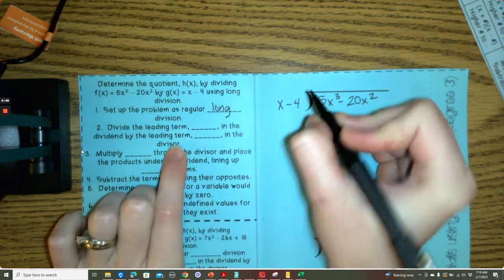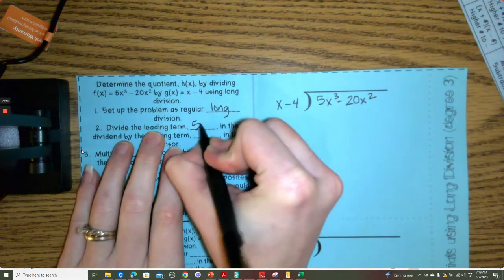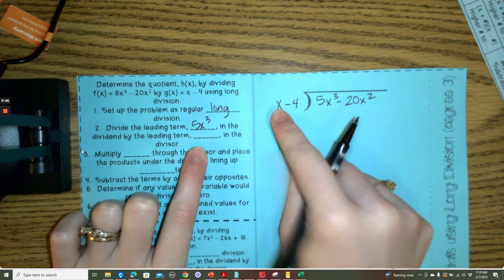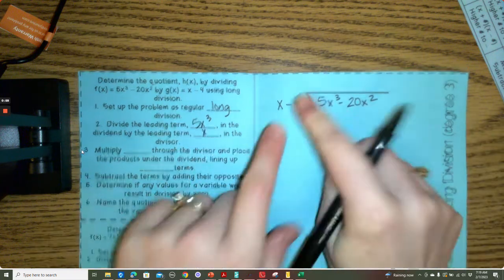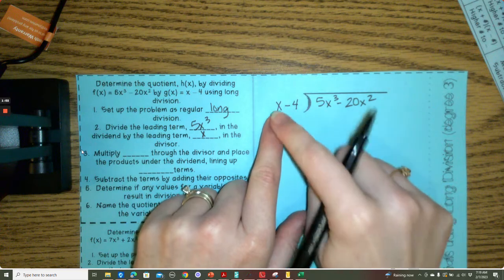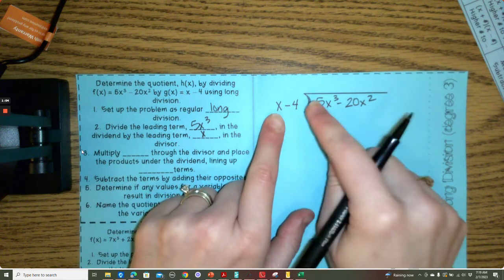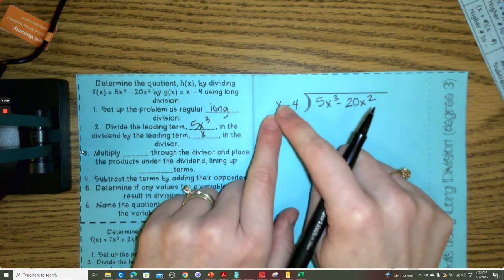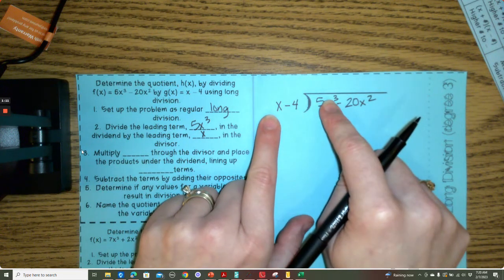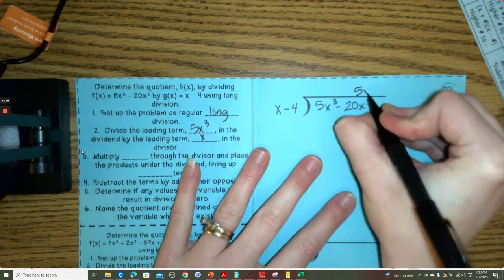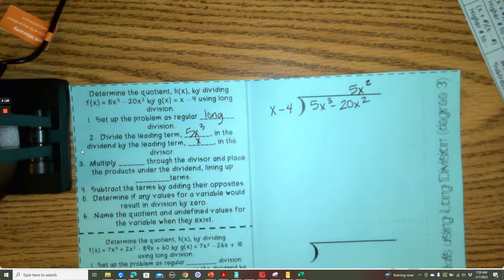So we're going to divide the leading term, 5x cubed, in the dividend by the leading term, x, in the divisor. So how many times will x go into 5x cubed? Or what do I have to multiply x by to get 5x cubed? So we know we're going to have to multiply by a 5. And then to turn an x into an x cubed, we need to multiply it by an x squared. So 5x squared.